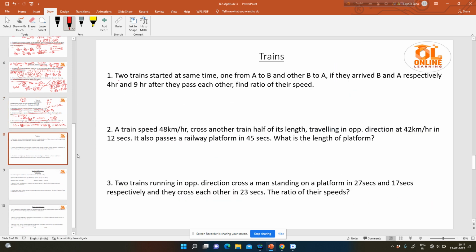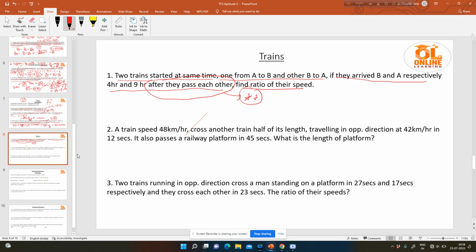Two trains started at the same time, one from A to B and the other from B to A. If they arrive at B and A respectively 4 hours and 9 hours after they pass each other, find the ratio of their speeds. This line is very, very important. Whenever in a question you see 'find the ratio of the speed' and it is written 'after they pass each other', you can directly apply a formula.